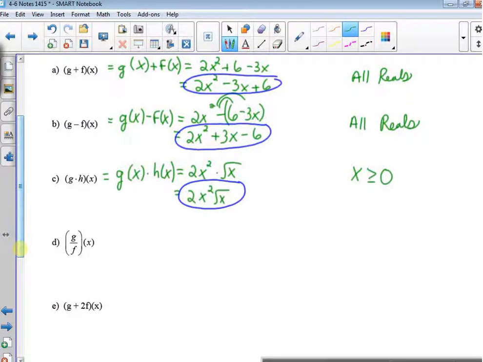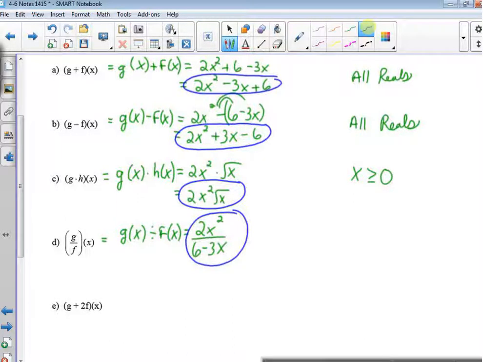G divided by f of x is equal to g of x divided by f of x. So take g of x, which is 2x squared, and divide it by 6 minus 3x. Nothing can be simplified there, so that's that answer. And in this case, when we're going to the domain, you cannot have 0 in the bottom of the fraction, so we need to look at what makes that denominator 0. So set it equal to 0. Negative 3x equals negative 6. X equals 2. So it's going to be all reals except 2, and we can say that by just writing x not equal to 2. And you could also write out all reals except 2.